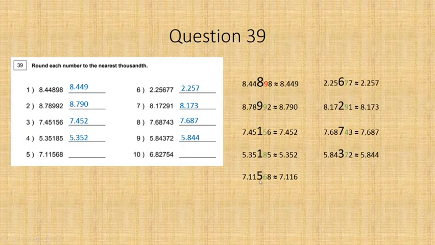7.11568. So this is the number that I have to find, and then go next door. It's 6, a strong number. So add one more to this 5, it's gonna be 6. And going for the last question here, it's 6.82754. So find the number, go next door. It's a strong number, so add one more to this 7, it's gonna be 8. So this is the answer for the rounding.